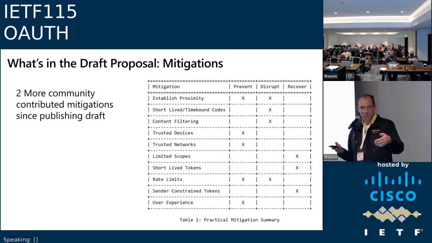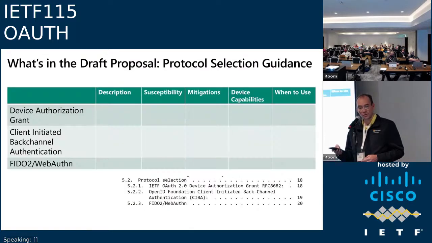So we got these, 2, 4, 6, 8, 10 mitigations that are described. And since publishing this, I've been approached by 2 individuals who had 2 additional mitigations that they recommended. And so I folded those into a future draft, and we will be making that available as well. So that's the mitigations. The other piece is looking at alternatives in terms of protocols, and giving guidance.